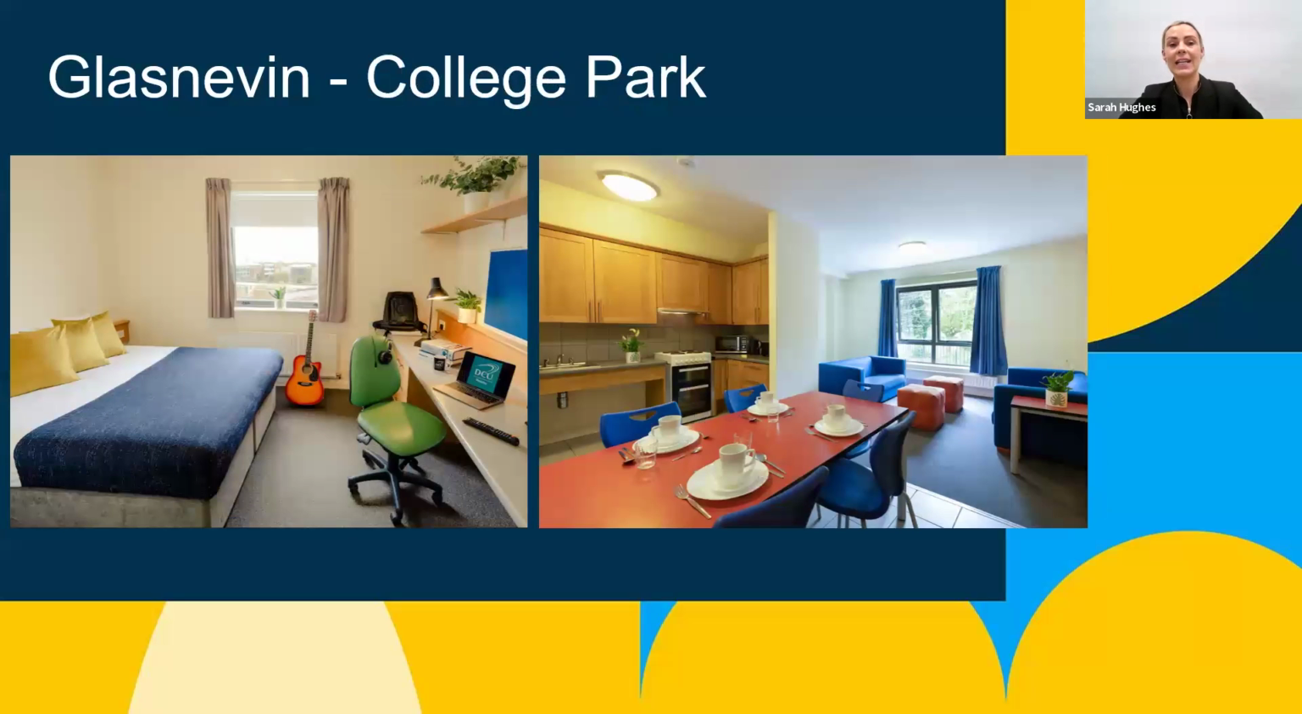On the next slide is College Park. Again, this is for undergraduates or also postgrad 9-month master's students. So if you may be applying as a master's 9-month international student, you could get a room here in College Park, again on the Glasnevin campus, which is the main DCU campus. The room is a double bed and you have your desk space. You again have a private bathroom. And then you have the shared common space with the kitchen, a dining area, and sofas there.